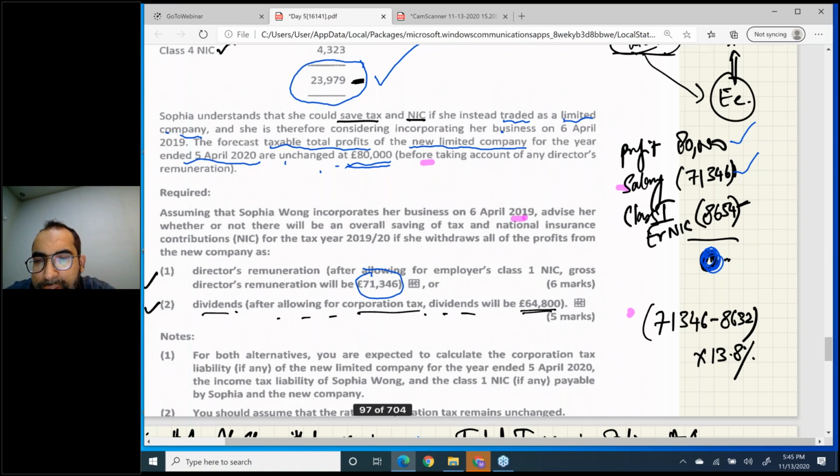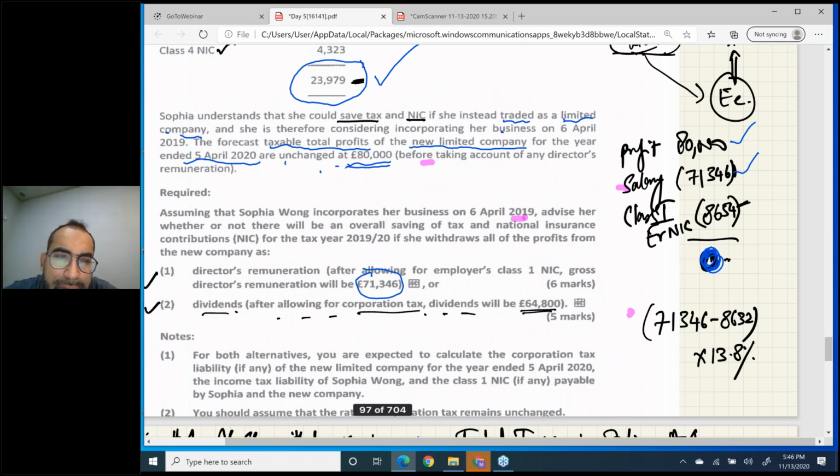See, 8654, and again I'm telling you one thing. I've also calculated in front of you. What are the rates of class 1 employer NIC? For 71346, the first band is 8632. If you deduct the first band, the excess will be taxable at 13.8%. So exactly 8654. Okay, so this number is verified. Don't worry. And through this, your final taxable profit will be zero.